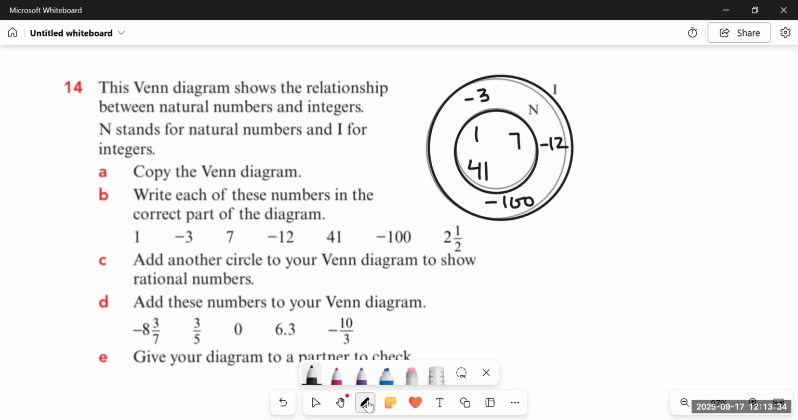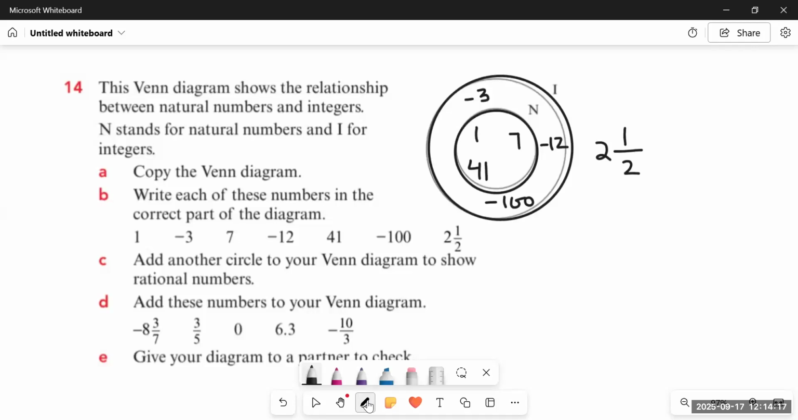What does it mean? It means 1, minus 3, 7, minus 12, 41, minus 100 are all integers. And out of these integers, 1, 7 and 41 are natural numbers. What about 2 whole 1 upon 2? Can we put this number into the category of natural numbers? No, it's a fraction and fractions are not natural numbers. Then can we keep it outside the inner circle, that is, inside the integers? No, we cannot write it inside the circle anymore. So we have to write it outside over here, because it's neither an integer nor a natural number.